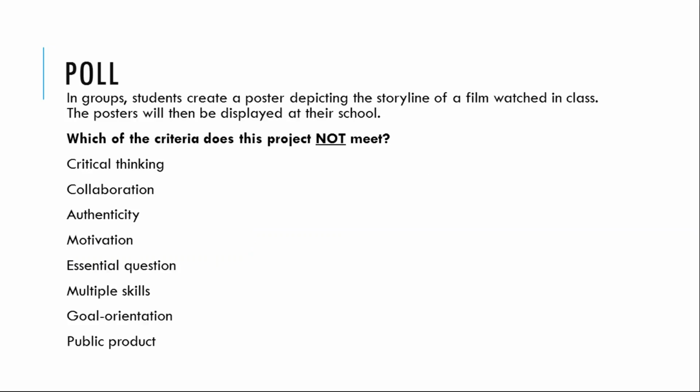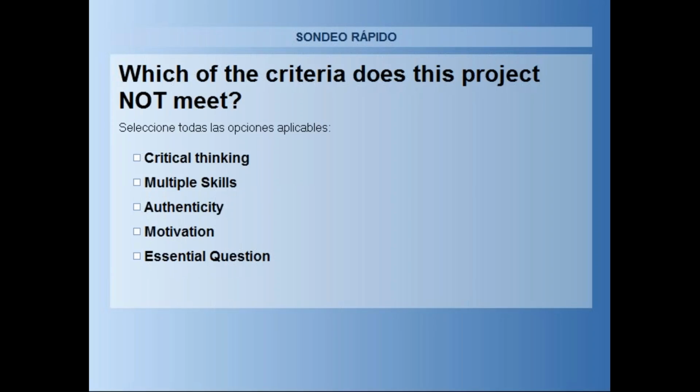Let's take another poll. Now, thinking about that same project, so in groups, students have to create a poster depicting the storyline of a film that they watched in class, and then the posters will be displayed at their school for everyone to see. Which of the criteria, the eight characteristics I showed you before, does this project not meet? Actually, in the poll we only have five of the eight, but which of these does it not meet? What is it missing? And what is it lacking to be a really good project? Go ahead and vote. You can vote for more than one. So vote for as many as you think it misses.